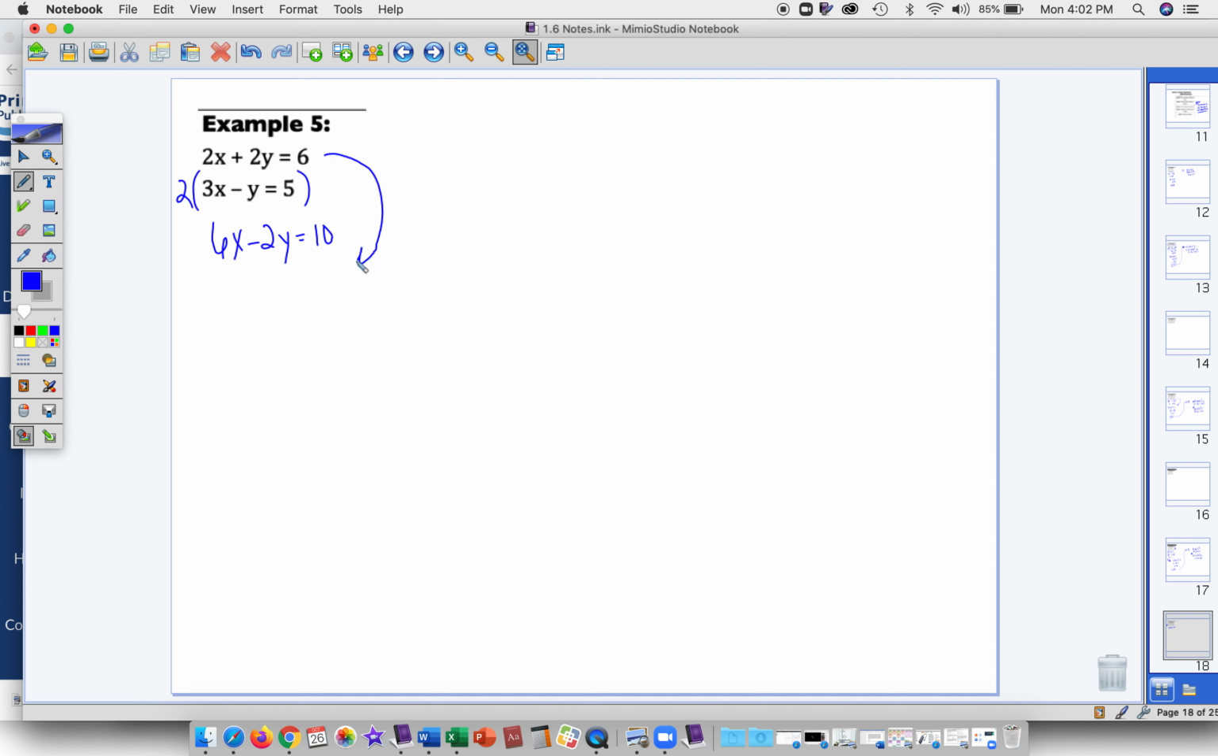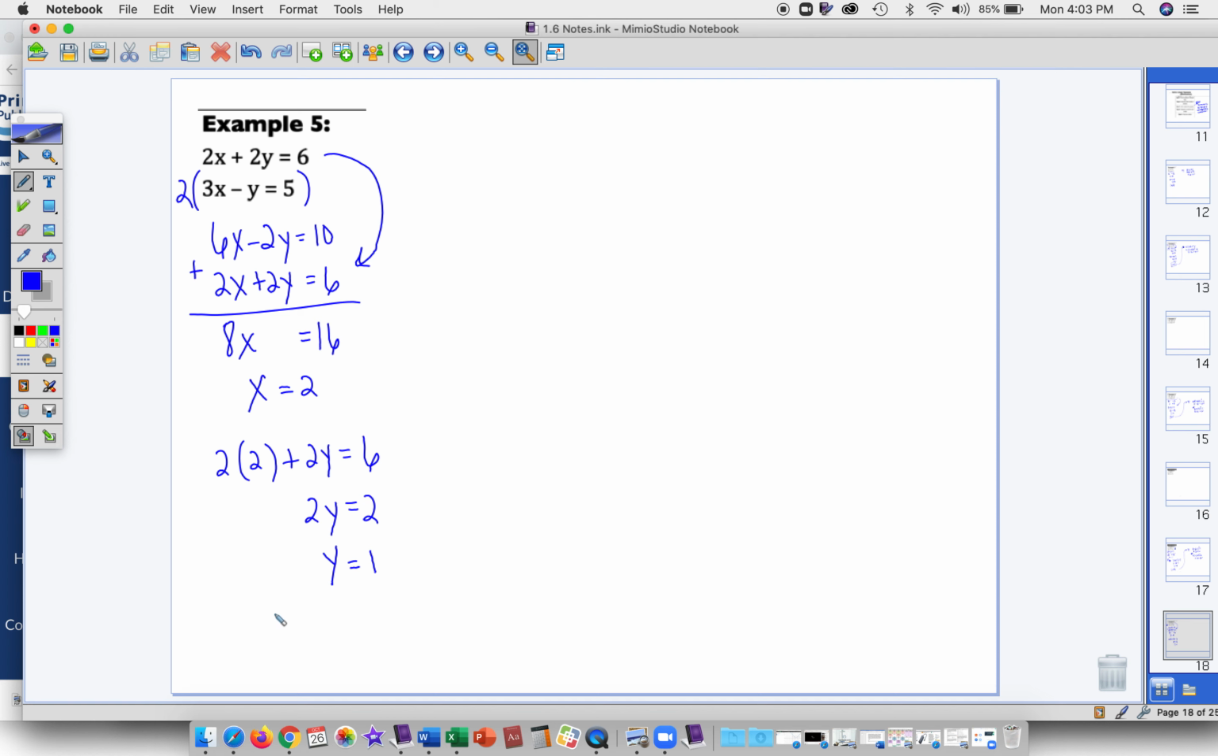And then I'm going to bring the first equation down below it and add these two equations together. When I add them, I get 8x, the y's cancel out, and I get 16. So x is equal to 2, and then I can go back and plug in. I'll plug into the first one. So it's 2 times 2 plus 2y is equal to 6. So 2y is equal to, I'm subtracting 4, so y is equal to 1. So my final solution is 2, 1.